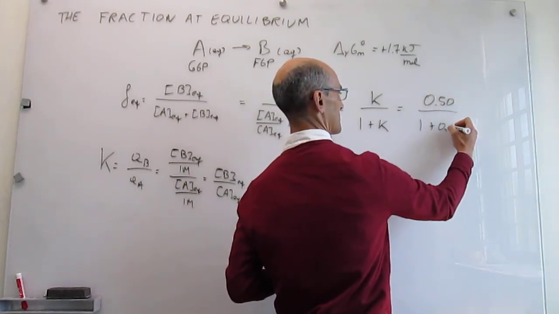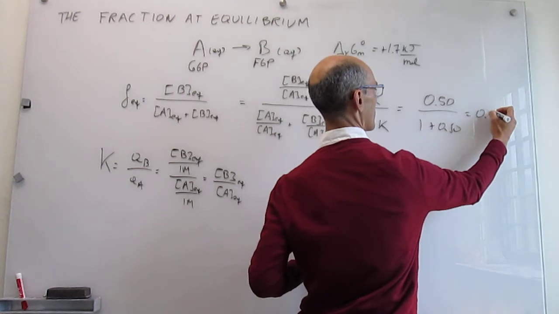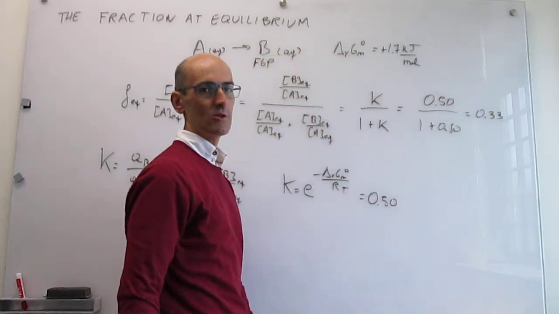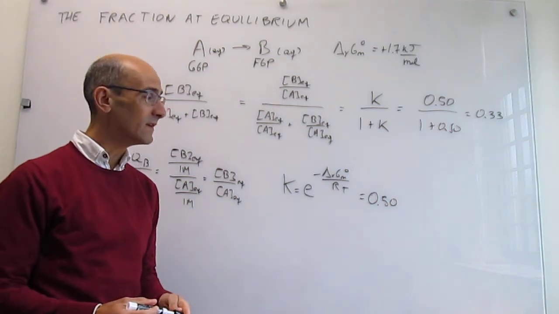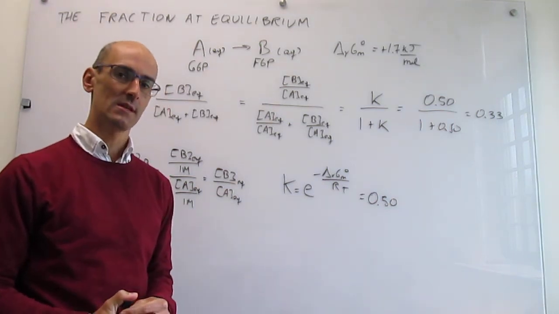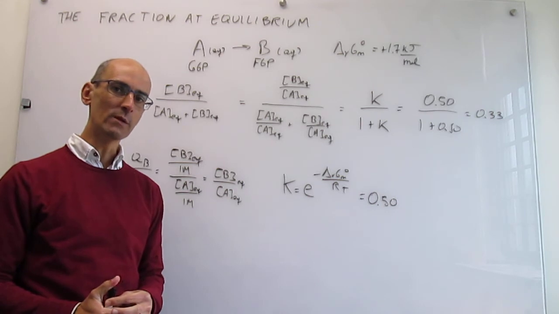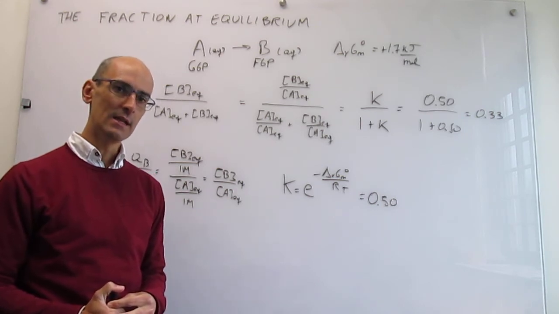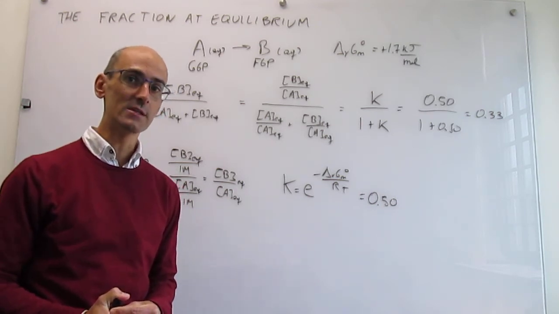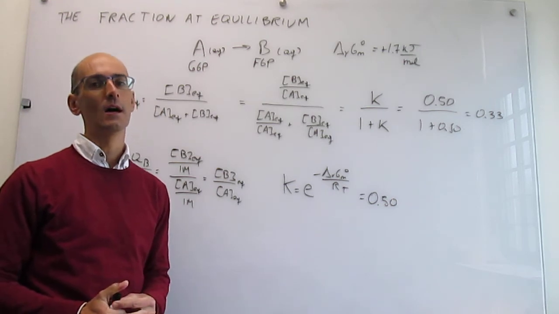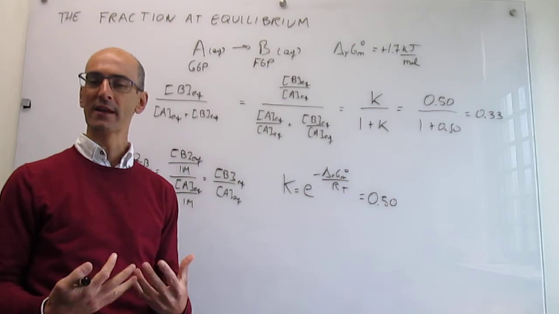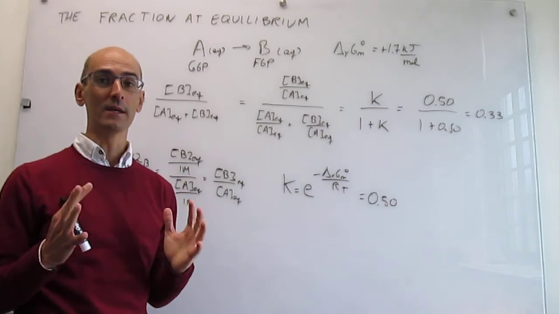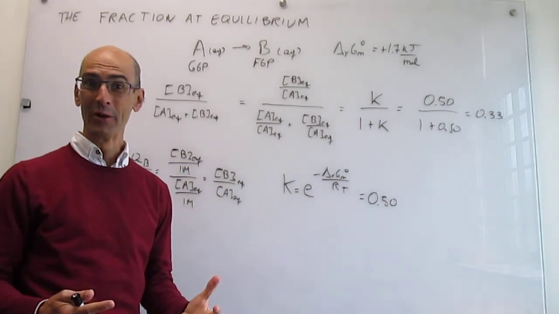0.50 over 1 plus 0.50, and this is 0.33. So this is what this number conveys. What that means is that 33% of the species that you have at equilibrium are products, and the remaining are reagents. So 67% will be reagents approximately. These are really nice numbers to deeply understand what is going on at equilibrium.